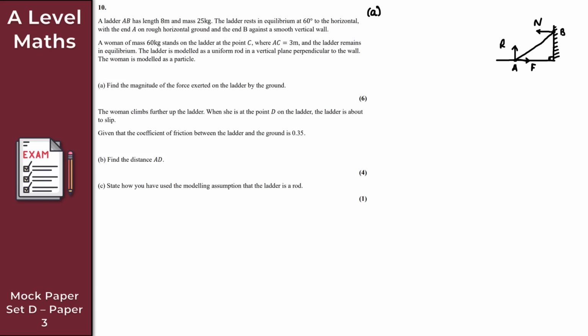So I need the weight force then. What I know here is the ladder is modeled as a uniform rod. So the center of mass then acts directly in the middle of the ladder. The ladder has a length of 8 meters, so that's going to be halfway along the ladder. If it's 8 meters in total, that's going to be 4 meters, which is roughly there. Something like that. The mass is 25 kg, so that's going to be 25g acting vertically downwards.